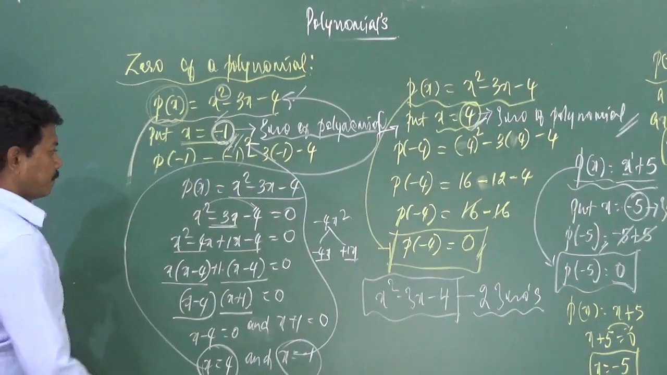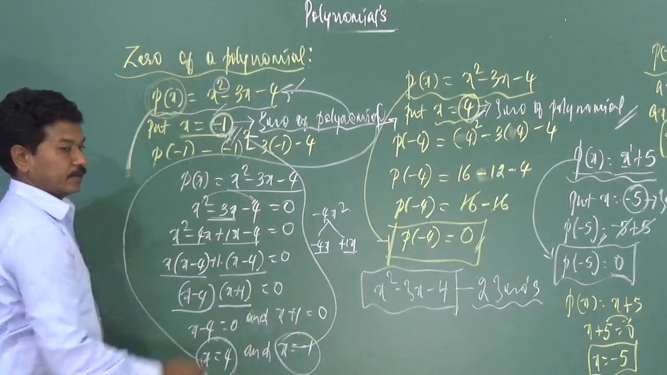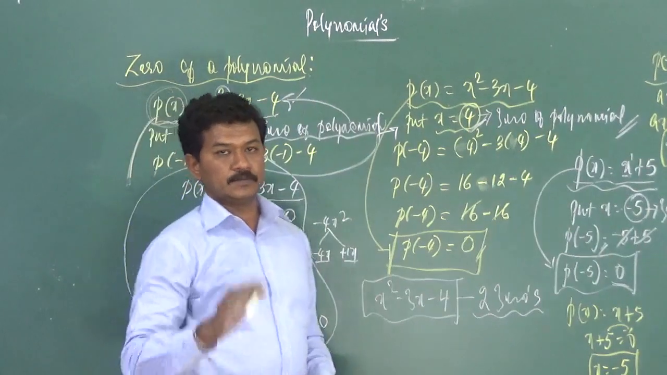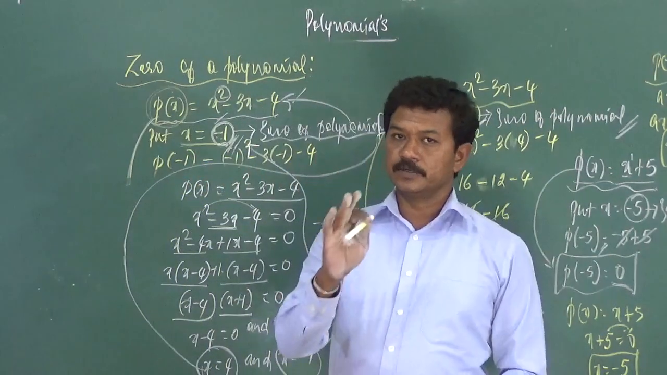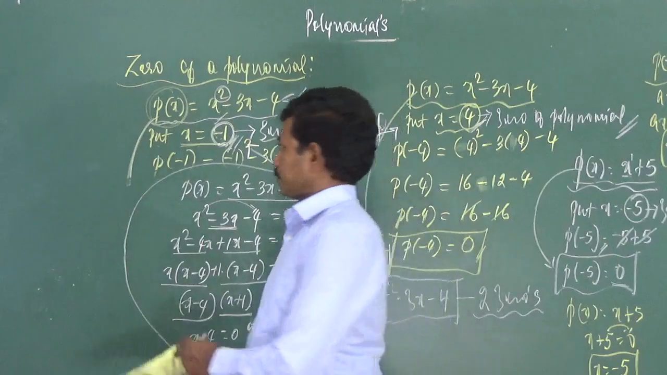So this is how you get the zeros of a quadratic polynomial. So this is very, very important. You have to remember this concept, right? Okay.